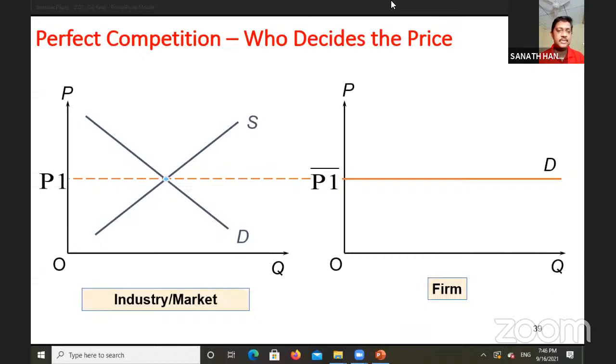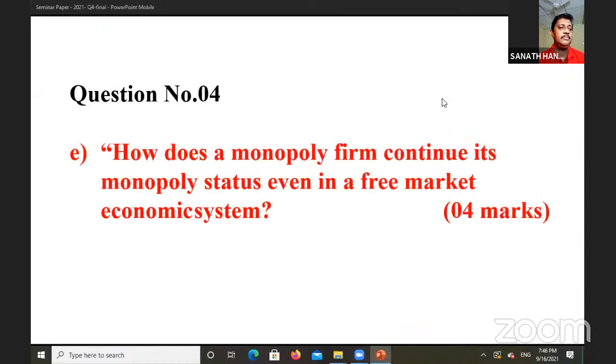Right, okay. Let's go for the next one. How does a monopoly firm continue its monopoly status even in a market economic system? There is a logic behind asking this.